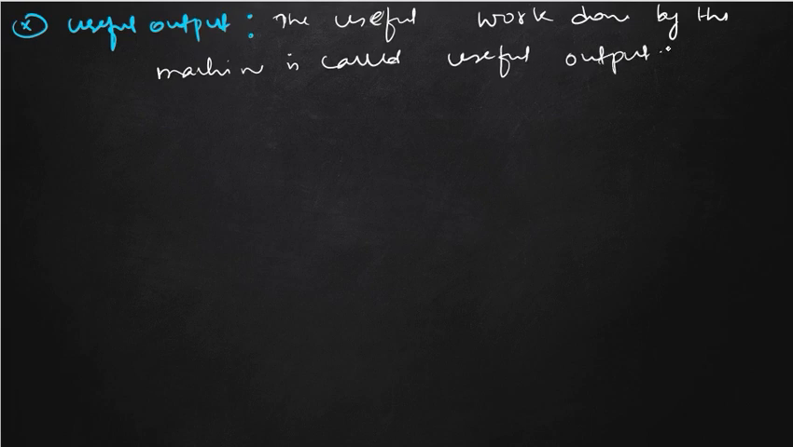Clear? Similarly, we will use one formula here, useful output. So useful output is equal to L into D. So what is small l? Our small l is the useful load, not the total load. In actual output, L was the total load, and here we have denoted small l to be our useful load.